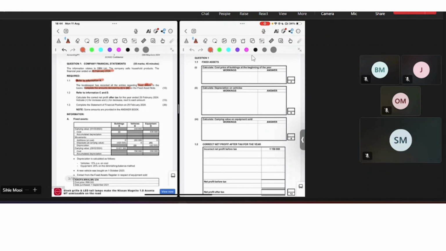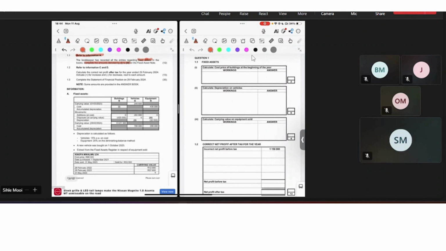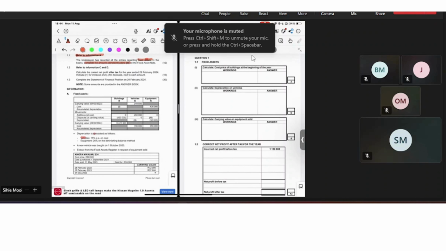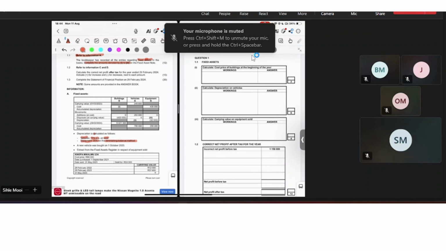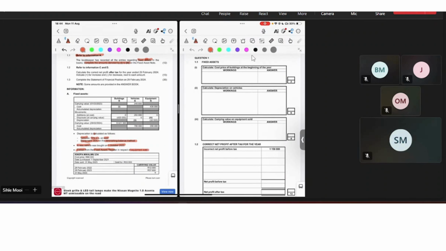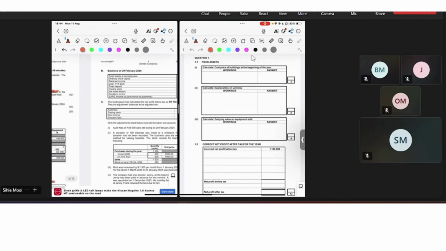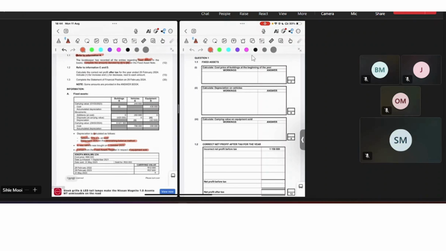So they've given us the fixed asset note. Then they've told us the following. Depreciation is calculated as follows: vehicles at 15% per annum and equipment at 20%. The vehicles are on cost and equipment is on the diminishing balance method. Then a new vehicle was bought on the 1st of October 2023. And then this is the extract from the fixed asset register in respect of the equipment sold. So there's equipment that has been sold. We're just focusing on the information that has been given in part A.